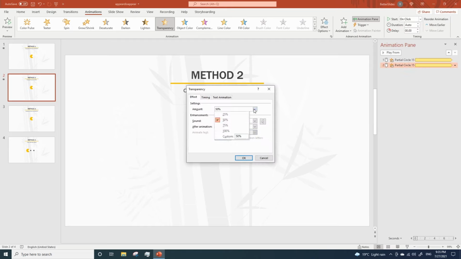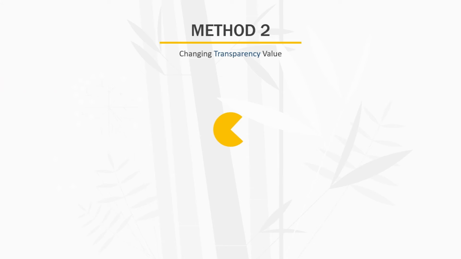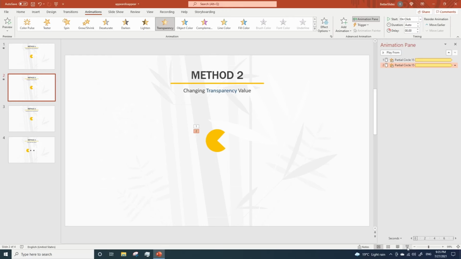Go to Effect Options, but this time we're gonna assign a value of 0% to the transparency of our object. Hit Enter, click OK. Now, if we open the presentation, here Pac-Man is visible. Hit the spacebar, and a transparency of 100% is assigned to the object. Now, click one more time, and a 0% transparency value is now assigned, making it visible once again.